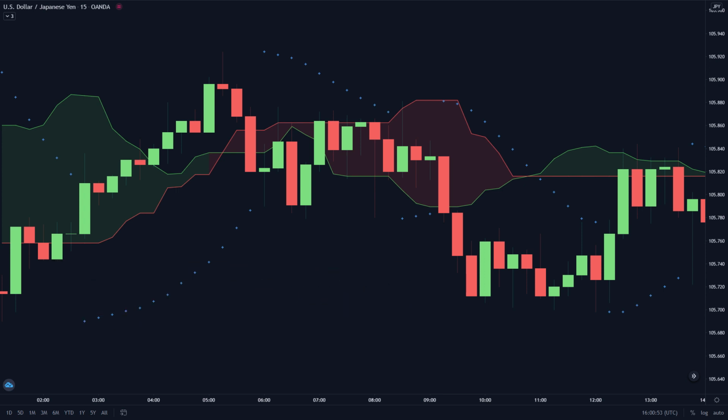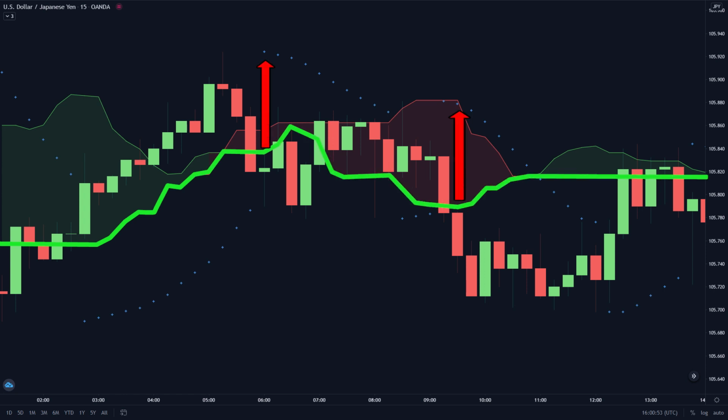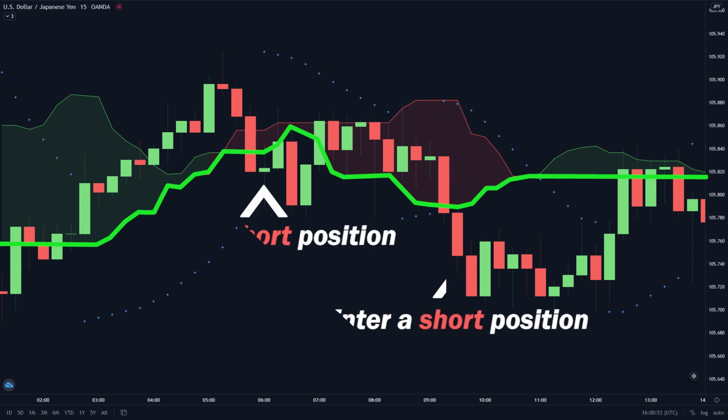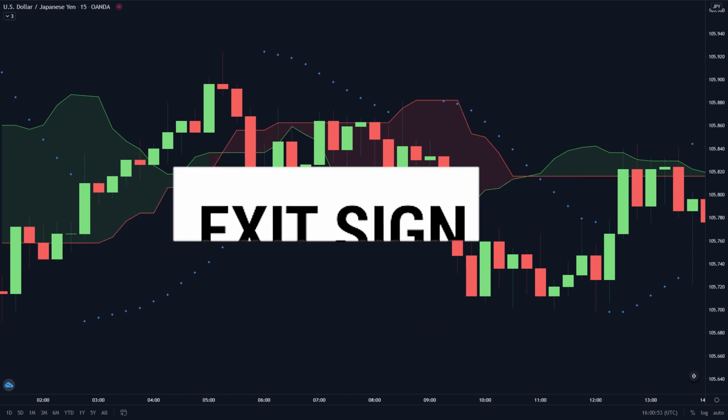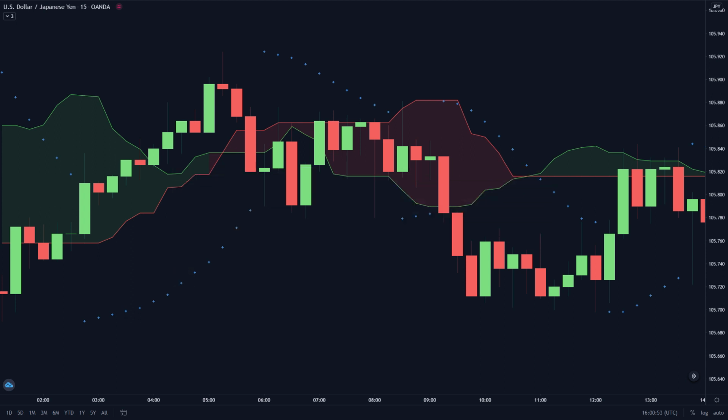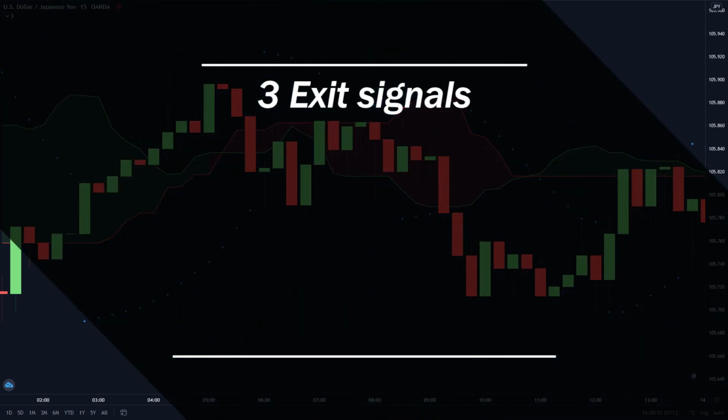It's the same thing with the short position. If the candle is below the cloud without touching it and the Parabolic SAR is above the candle, you take a short position. Now for our exit signal. There are three criteria for us to meet when exiting a trade.